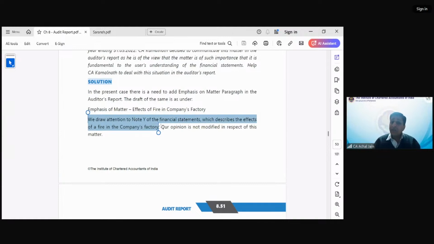But a very important point which we discussed, what is that? To clarify that the opinion is not modified. So you don't think that the opinion is modified in respect of this matter. I think Nancy has also given this. Very good. All right. Great. So I think this was all about EOM and other matter paragraph.